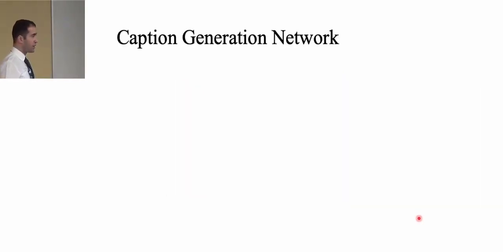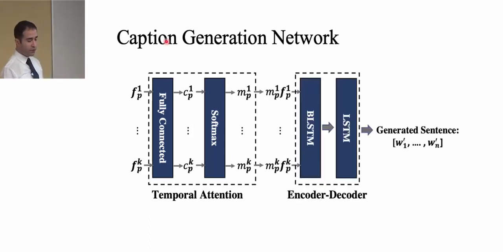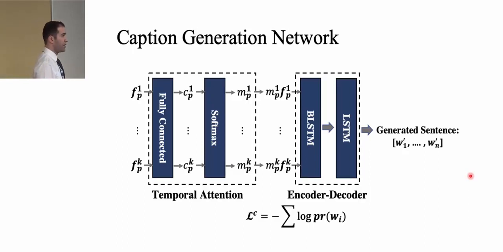Our caption generation network has a temporal attention module that essentially is trying to find which of these visual features are useful. The reweighted features will go through an LSTM-based encoder-decoder to produce a caption for the shot at hand. We use a standard captioning loss to train this part of the network.